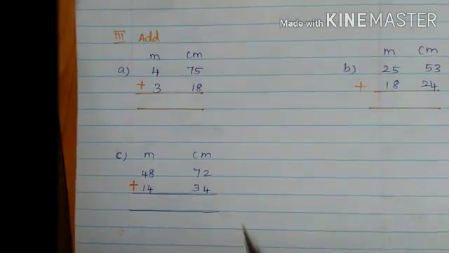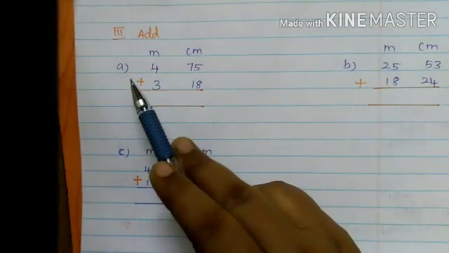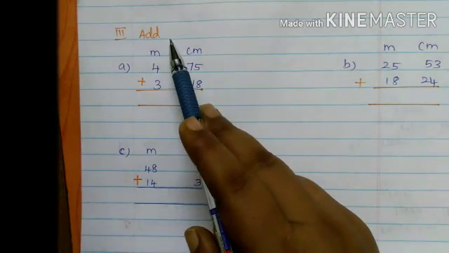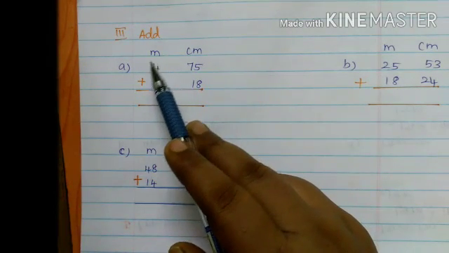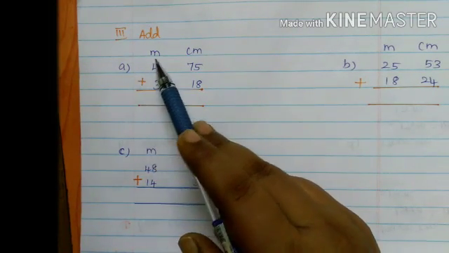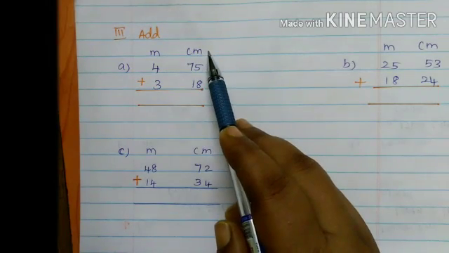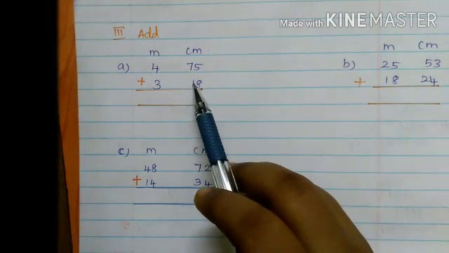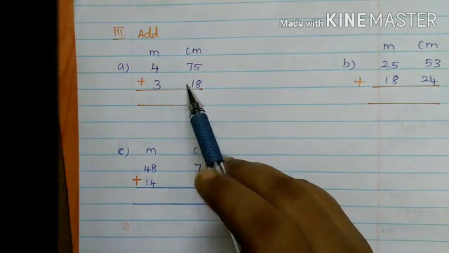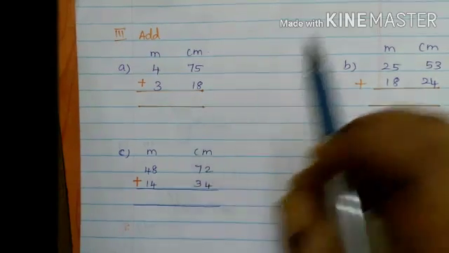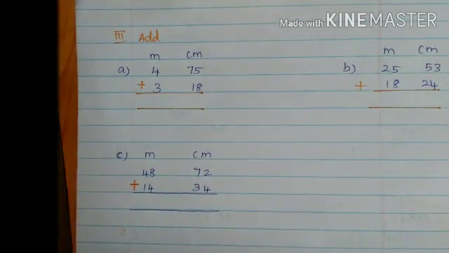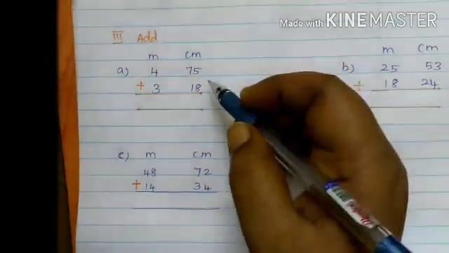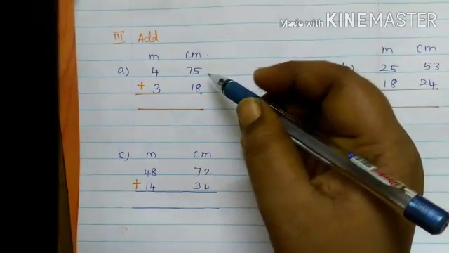The next one, Roman letter 3, addition. Simple, given for addition. Here, meter and centimeter are already arranged, and it is given in your textbook also. I copied this same method. Then you do what you already learned in the topic before the exercise.